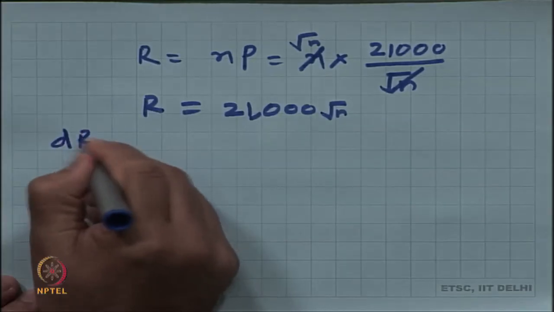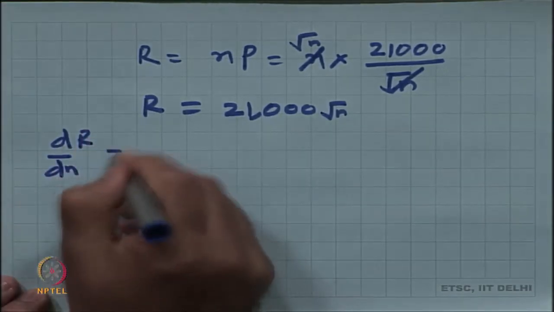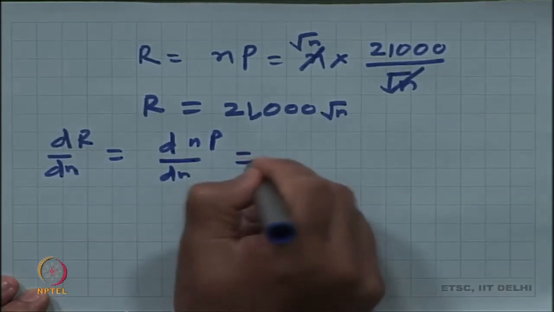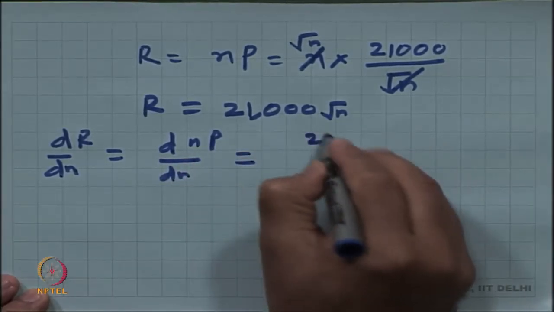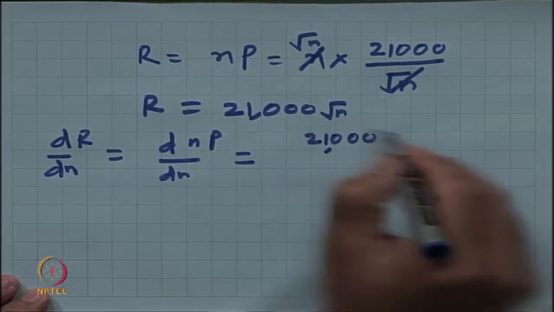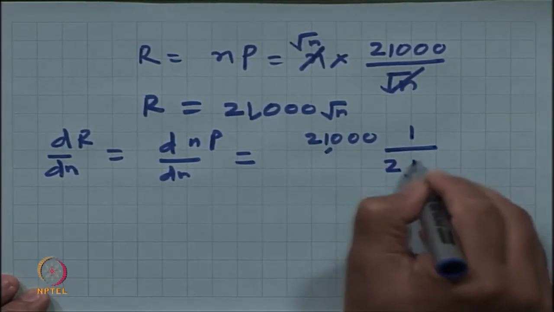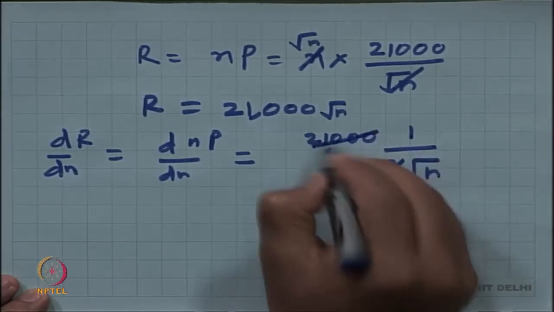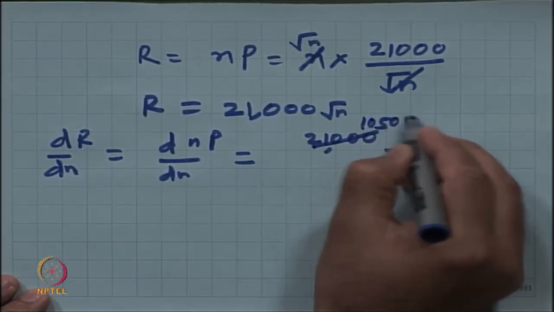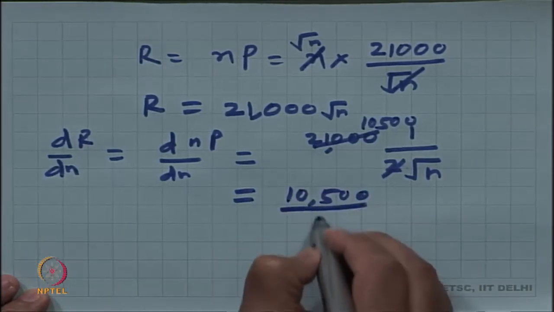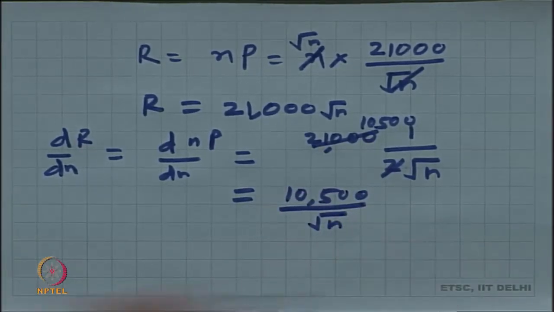So, I say okay, dR upon dn, which is d of nP upon dn. This is nothing but 21,000, and for root n, if you remember from your class 12th calculus, it is 1 by 2 root n. So, this gets cancelled. So, this is 10,500 upon under root n. So, this is the marginal revenue that we are getting.